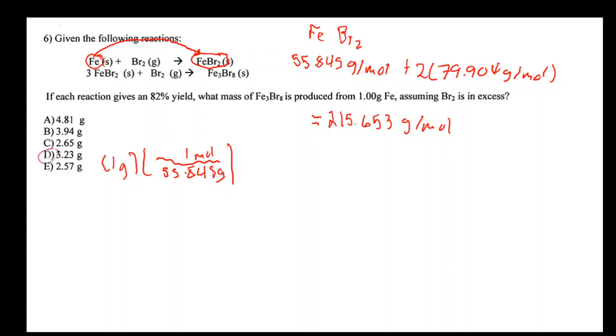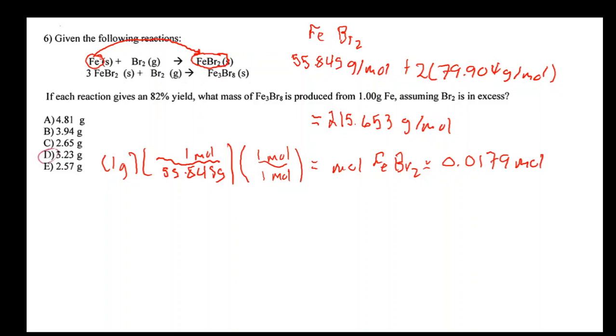And then we will want to convert that to moles of FeBr2. So in that case, I guess we wouldn't really have had to calculate that mass. Oh well. So it'll be 1 mole to 1 mole. So then this will give us moles of FeBr2. So what would that be? That equals 0.0179 moles.